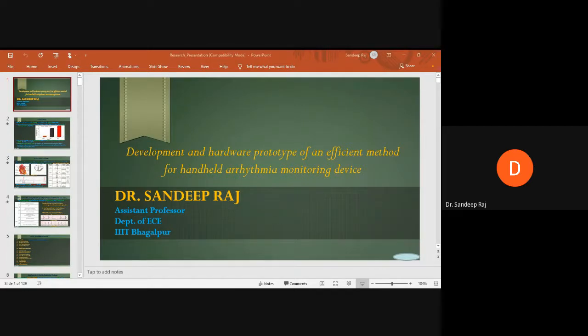I am associated with the Department of Electronics and Communication Engineering, as said by our Honorable Dilip Chaubey sir. So first of all, what is the motivation behind selecting this topic? Let us come to a brief history: cardiovascular diseases are the leading cause of death in the world, as per a report published by WHO in 2013.